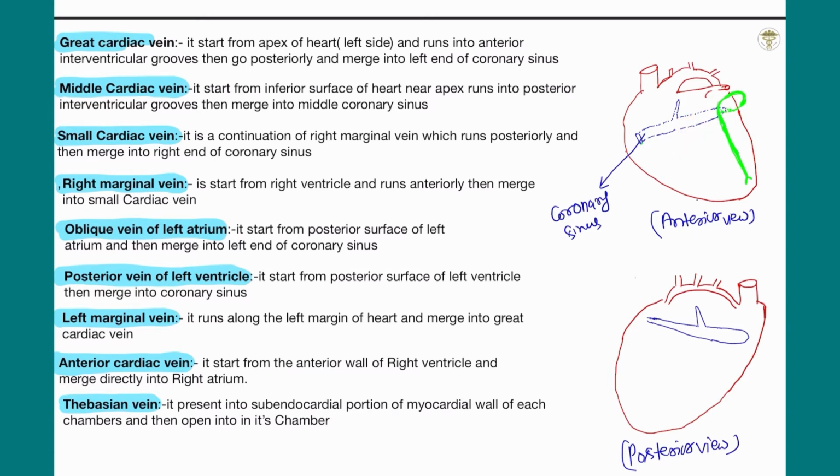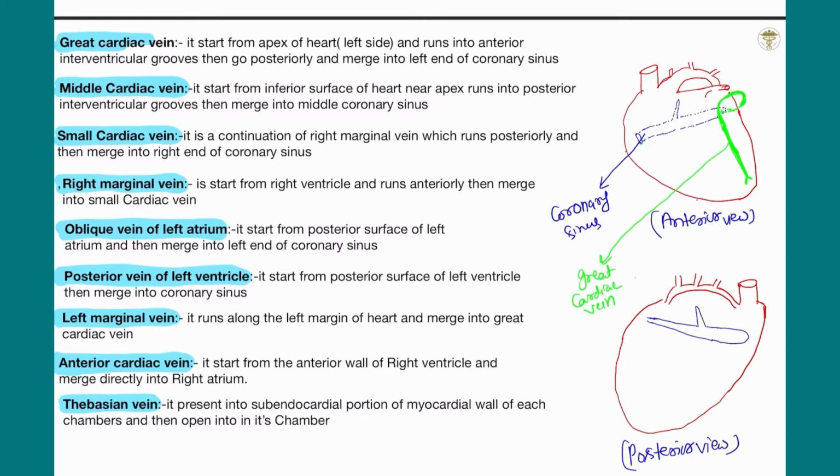So the great cardiac vein starts from the apex of the heart, then runs in the interventricular groove and goes posteriorly and merges into the left end of the coronary sinus. This is the great cardiac vein. After that I will discuss the middle cardiac vein.